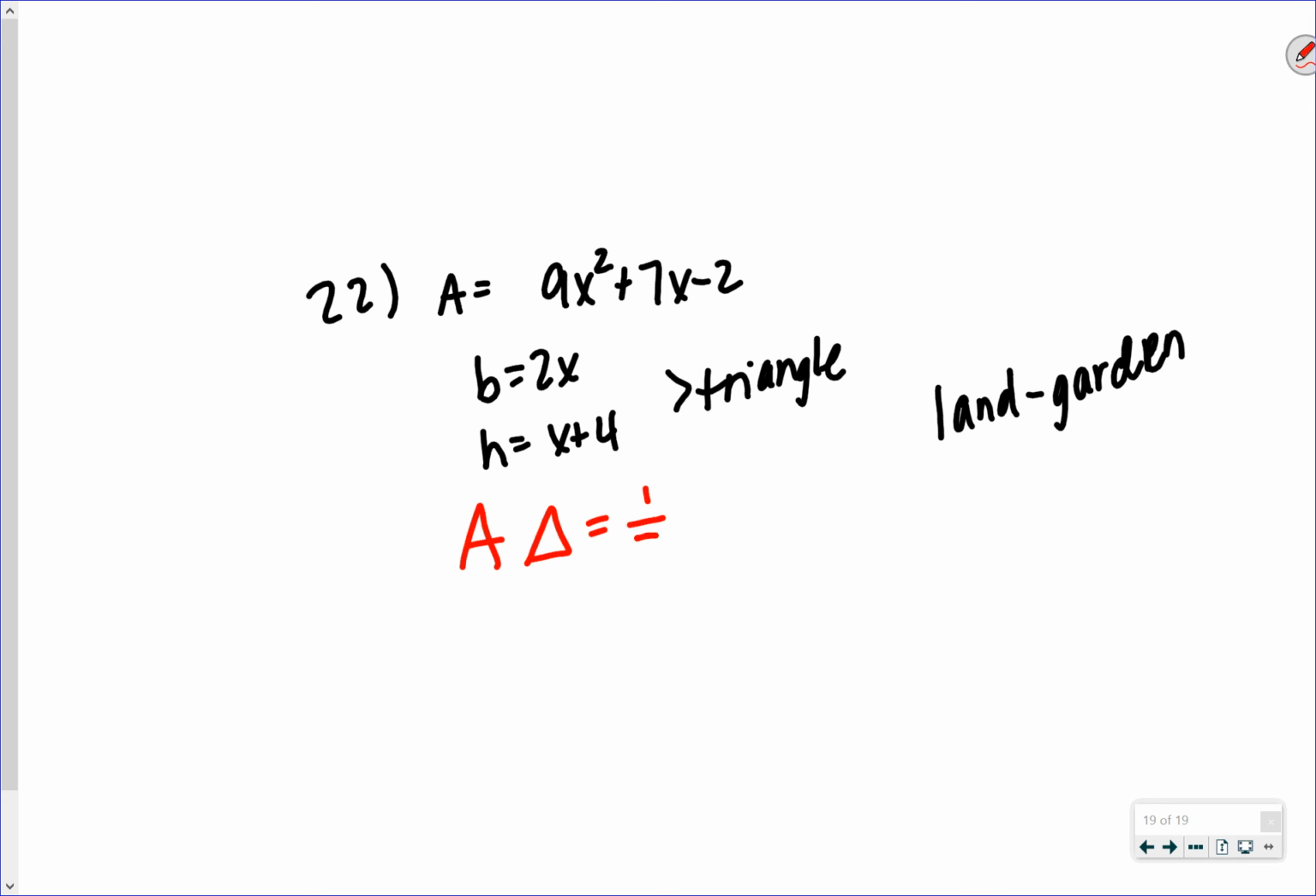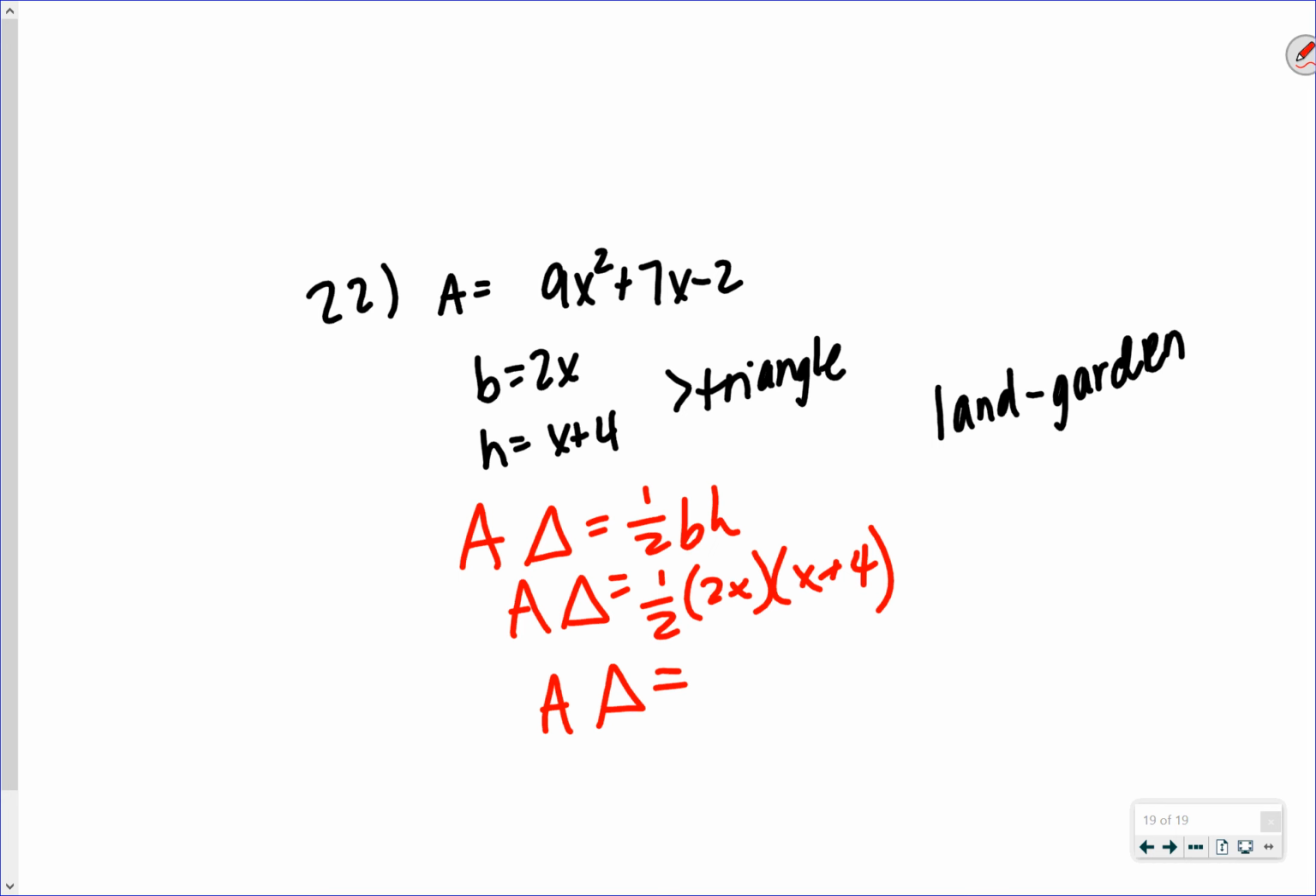Area of a triangle is 1/2 base times height. So I have 1/2. My base is 2x. My height is x plus 4. So my area of my triangle is, well, 1/2 of 2 is 1. So I have x times x plus 4. And I'm going to distribute this. So x squared plus 4x. This is the area of my triangle.